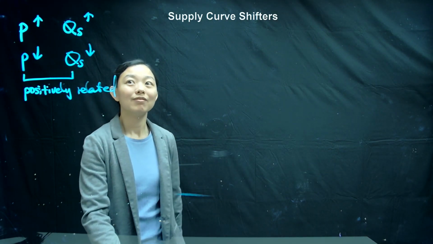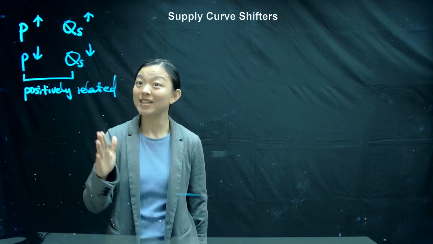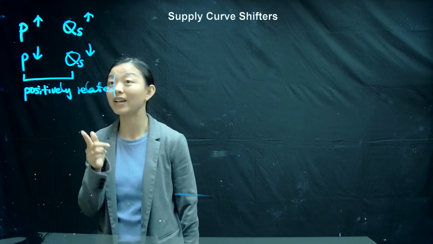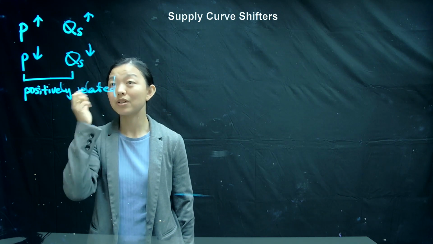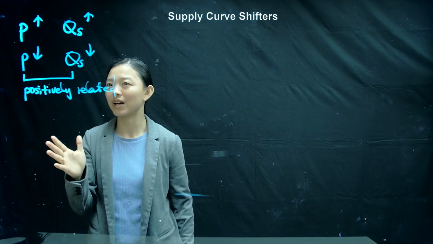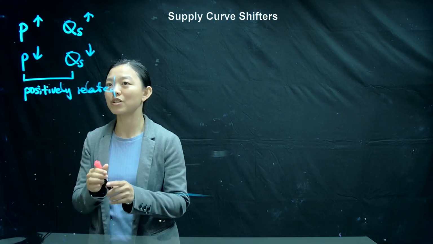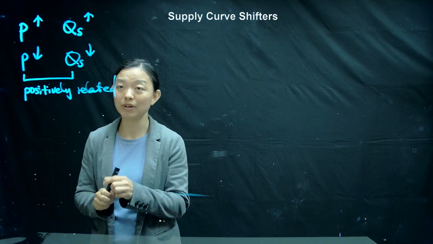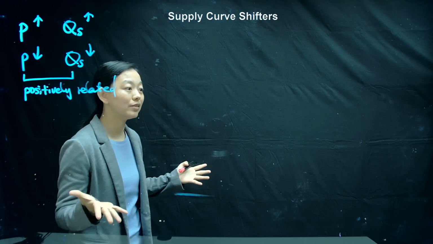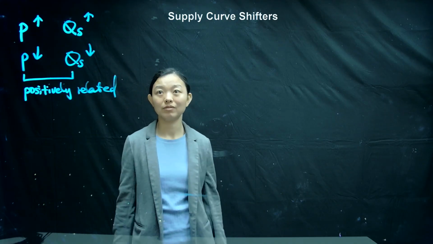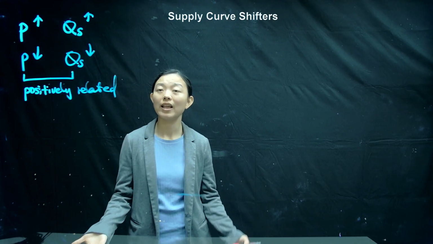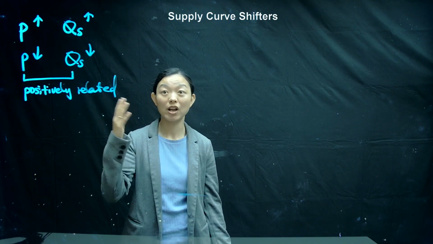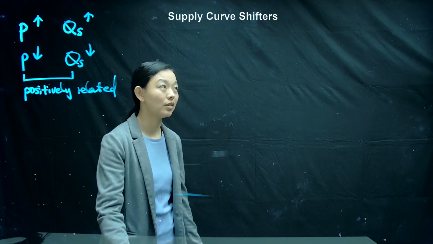Now, very similar to non-price determinants on the demand side, on the supply side we also like to talk about supply curve shifters. Except for the price of the product, which will only affect the quantity supplied, if other things change, for example, labor cost changes, even if the market price doesn't change, the sellers might change their supply of the goods, right?